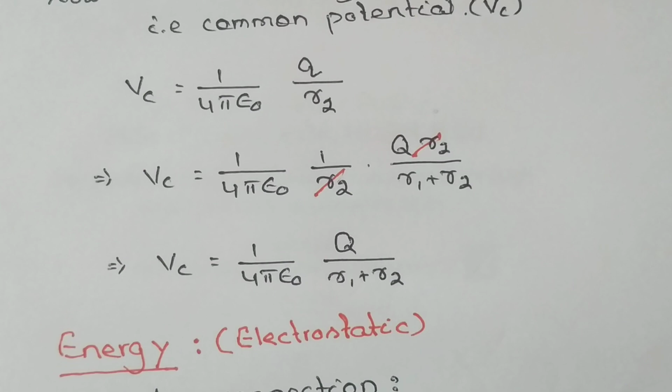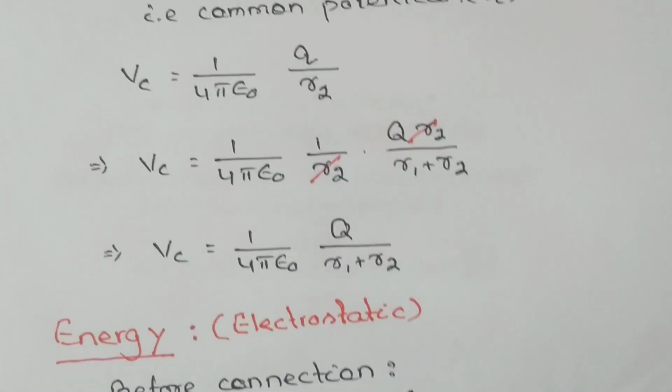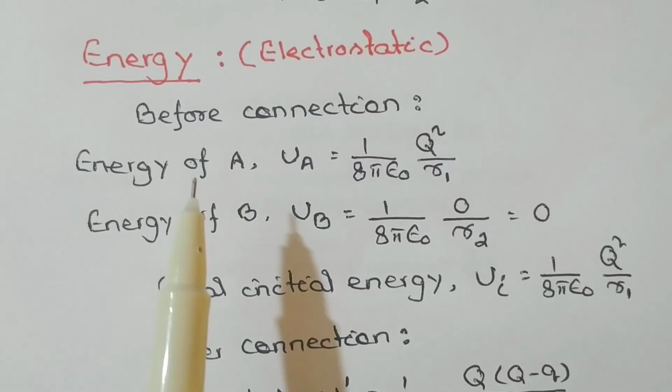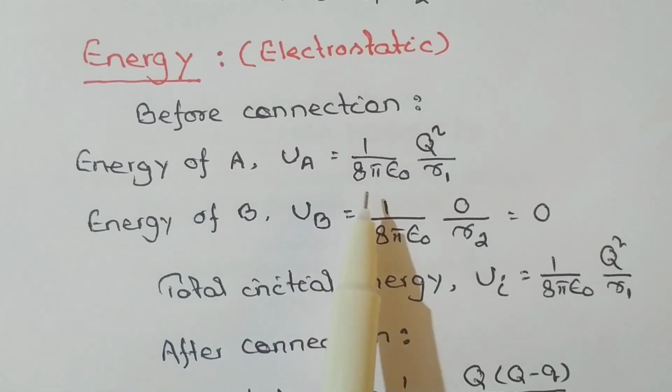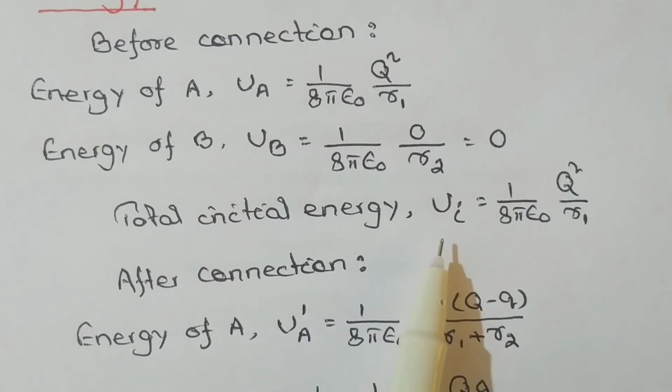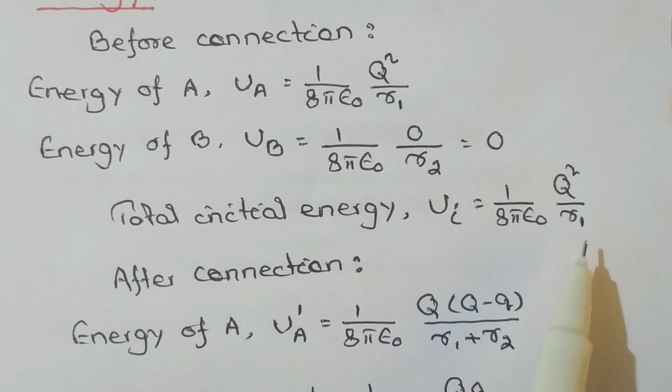That means, in this situation, body A will have this potential, and body B will also have the same potential. Then, let us check what happens to the energy. If you go for electrostatic energy, before connection, the energy of A is 1 by 8 pi epsilon 0 Q square by R1. We have discussed that beforehand. But the energy of B was 0 because the charge was 0. Hence, the initial energy is 1 by 8 pi epsilon 0 Q square by R1. This is the energy before connection.